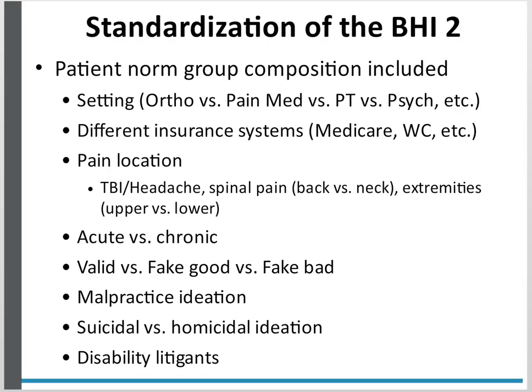Along the way, we identified 70 patients who are thinking about suing their physician and 70 patients who are thinking about killing their physician, as well as a set of patients who are thinking about killing themselves. We thought being able to predict those things would be important. Test development was based on these norm groups.